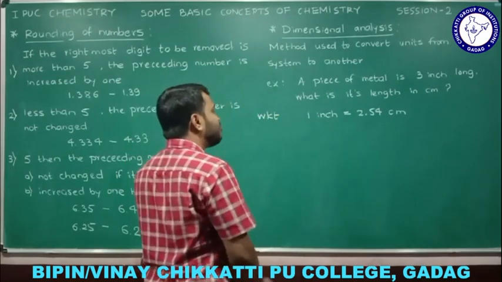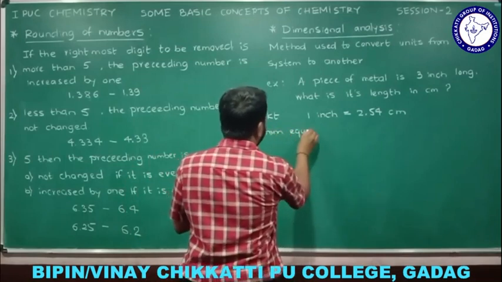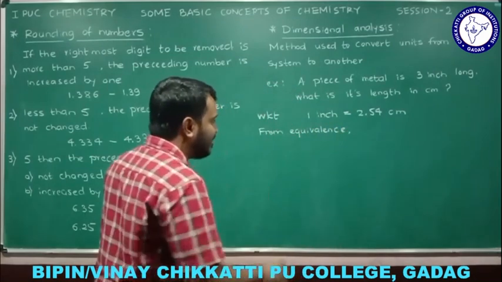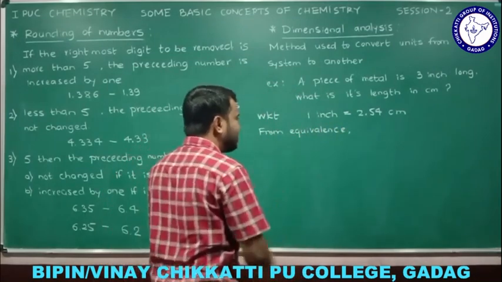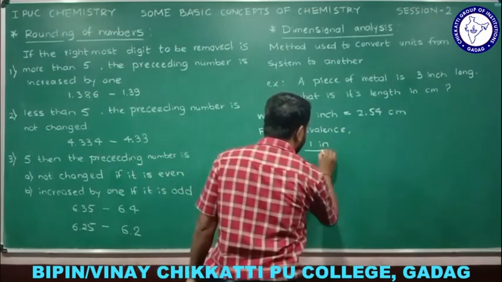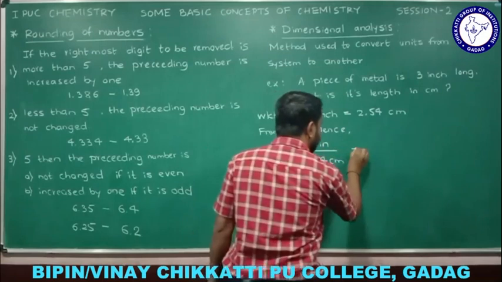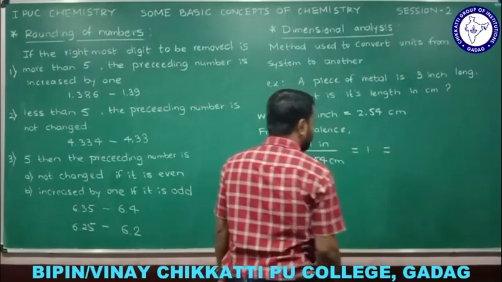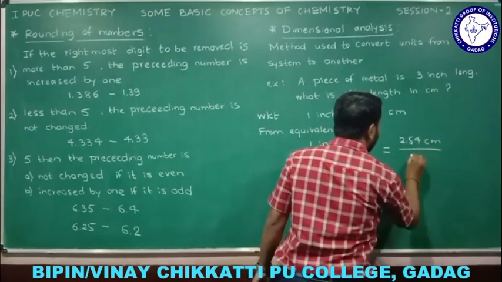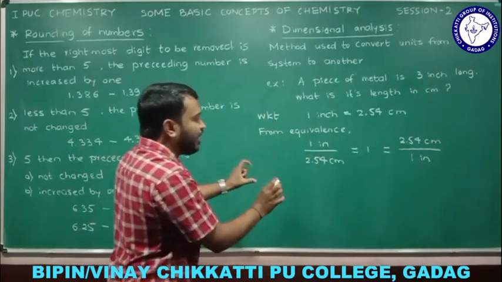Okay, and what I am going to do is, from the equivalence and unit factor method, I am going to write one relation. So 1 inch divided by 2.54 centimeter, which is equal to 1, which is equal to 2.54 centimeter divided by 1 inch. This we call the unit factor representation.